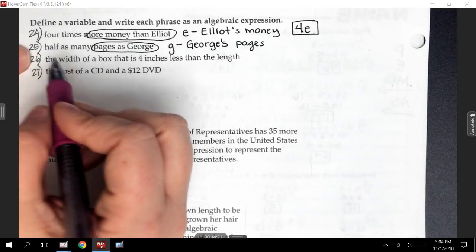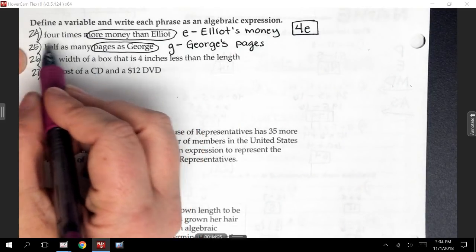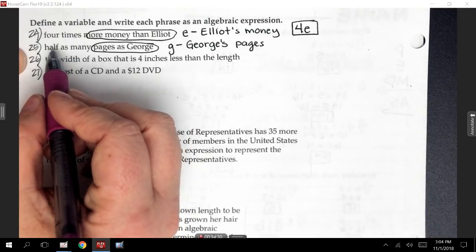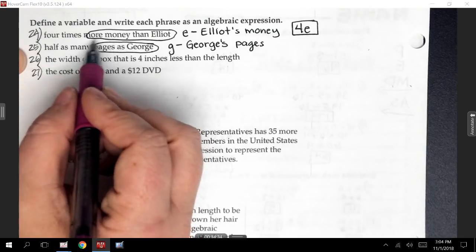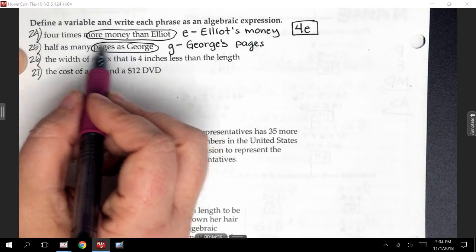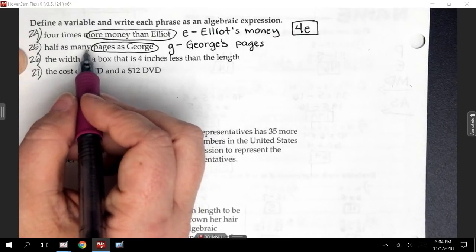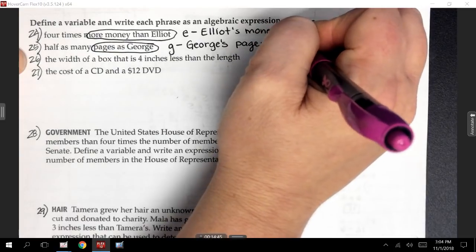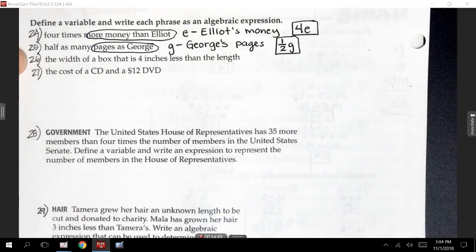This is what we saw today. We talked about it in class. We're seeing it again on the review. We might see it tomorrow on the quiz. This is asking, it says half as many as George. Or we can say half of George's. If I say half of George's, of means to multiply. So we could do 1/2 G. So that's going to be half of George would be 1/2 G because of means to multiply.